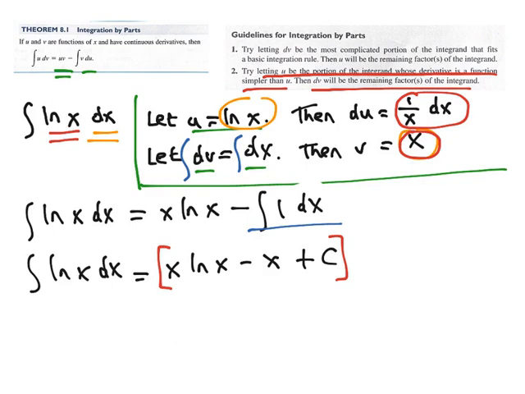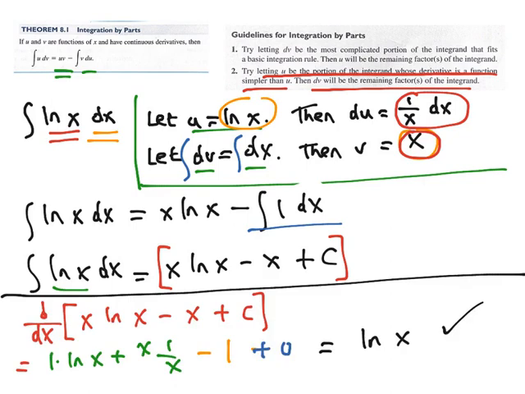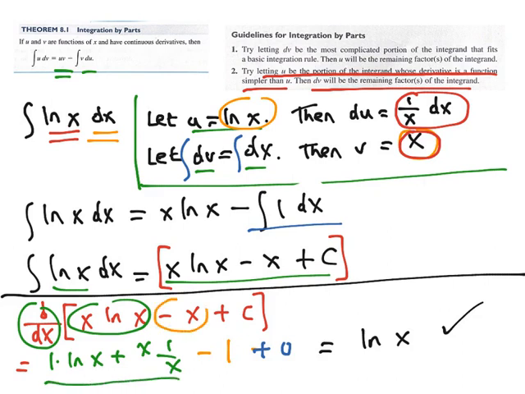And if you have the correct antiderivative, you should get the integrand. So here's our check. We take our antiderivative here, and we try to find the derivative of it. So first, for this term, I can use the product rule, and this is what I would have for the derivative. For the second term, the derivative would be minus 1. And for the constant, the derivative would be 0.